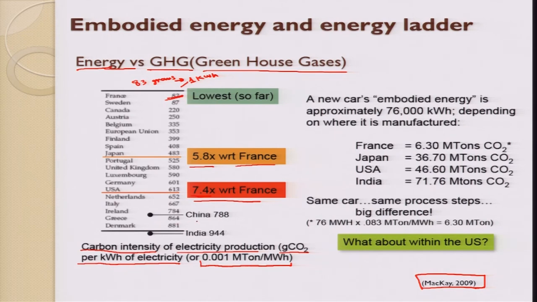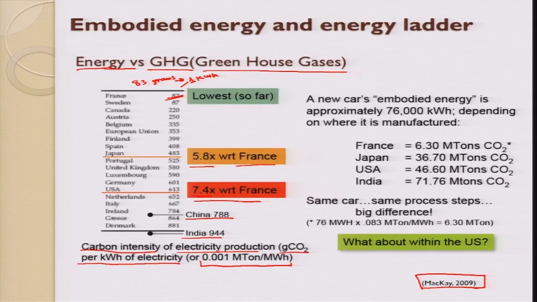China and India are also put here. In China and India, most of the energy production plants are thermal based. They use coal. That is why India is at the bottommost position. It is 944. If 944 is divided by 83, it is about 12 times. So the pollution produced by India is about 12 times that of France to generate electricity.